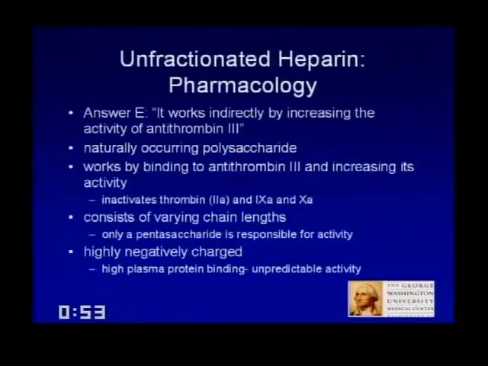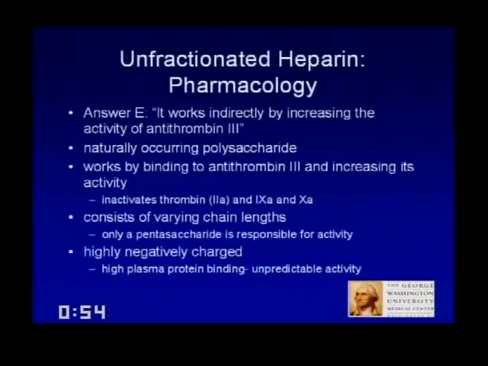So what do we need to know about heparin? It's a naturally occurring polysaccharide that works by binding to antithrombin 3 and increasing its activity. Antithrombin 3 then inactivates activated thrombin, which is 2A, as well as activated factors 9 and 10. In that way, it prevents coagulation from occurring. So it works at several different places in the coagulation cascade that I promised I won't show you, and it's not in the book either.